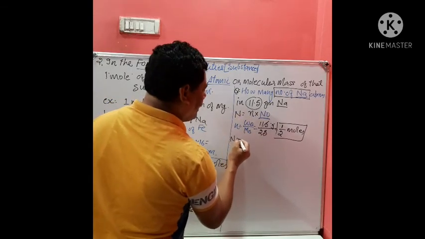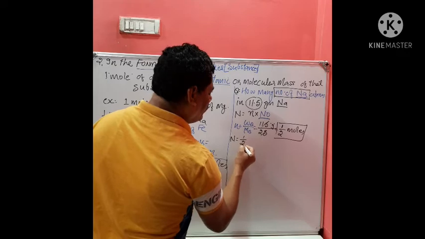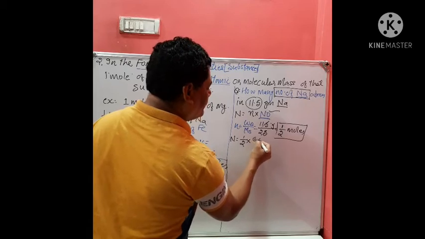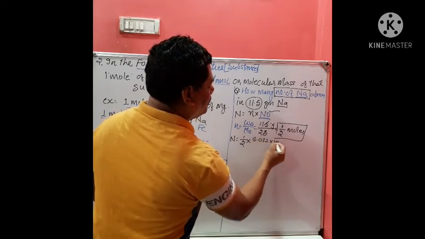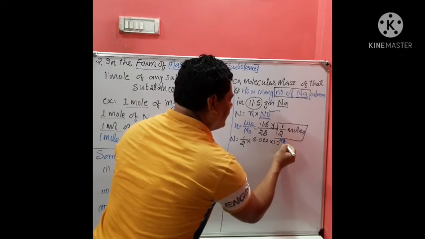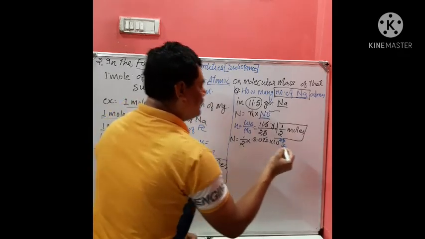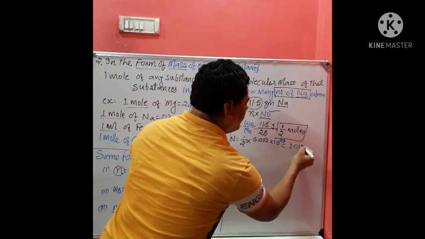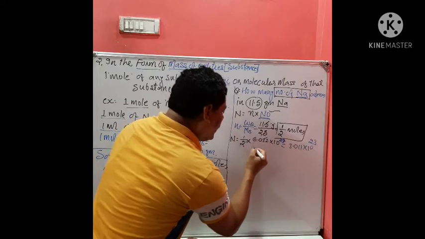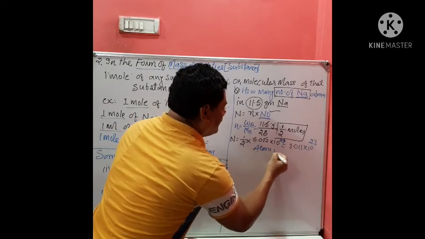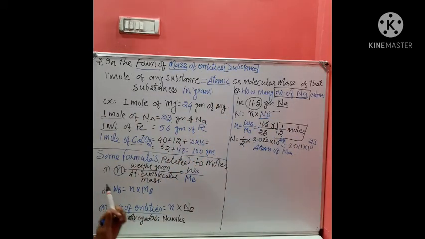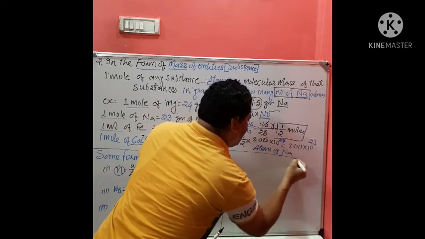Now number of entities is equal to 1 by 2 into the value of Avogadro number, which is 6.022 into 10 to power 23. So it is equal to, now cancel it, it will become 3.011 into 10 to power 23. And now write complete: atoms of sodium. So in this way you can solve the questions.